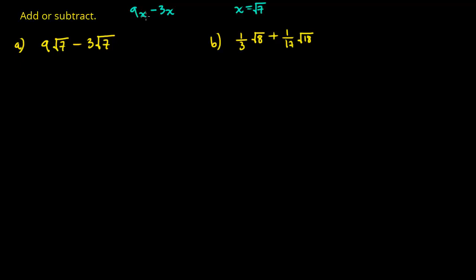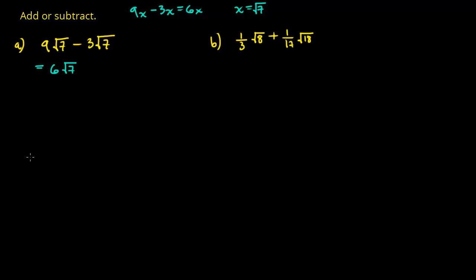Well, if we were to do 9x minus 3x, that would be equal to 6x. Since x is just root 7, this is equal to 6 root 7. So 9 root 7 minus 3 root 7 is just equal to 6 root 7.